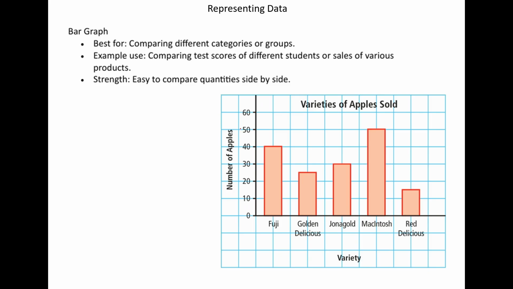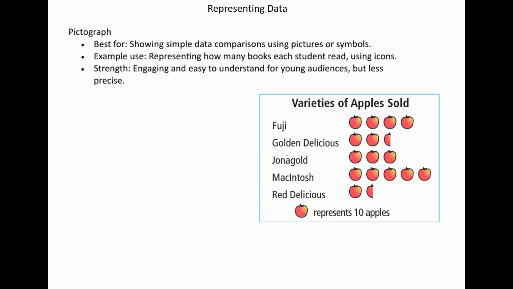The next one we're going to talk about is called the bar graph. This is like the evolved version of the pictograph. Basically what you have here is an x-axis title and a y-axis title. You have the x-axis here, which shows all of the different types of apples, and then you have the y-axis here, and then your title, right? This bar graph shows the same thing the previous one showed.